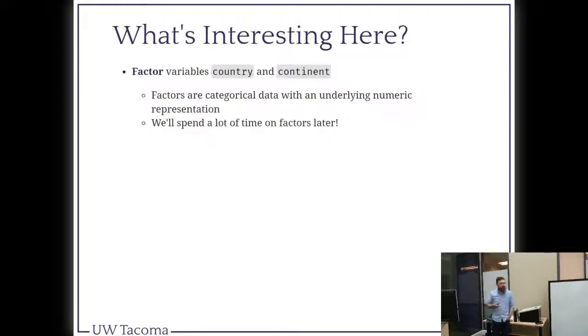So what's interesting about this data frame? There are two variables which are factors. There's country and continent. Factors are categorical data with a number of levels to them. They have an underlying numeric representation, which isn't too important for now, but that underlying numeric representation is what determines the order in which things will be plotted on a ggplot, which I might talk about a little bit later.